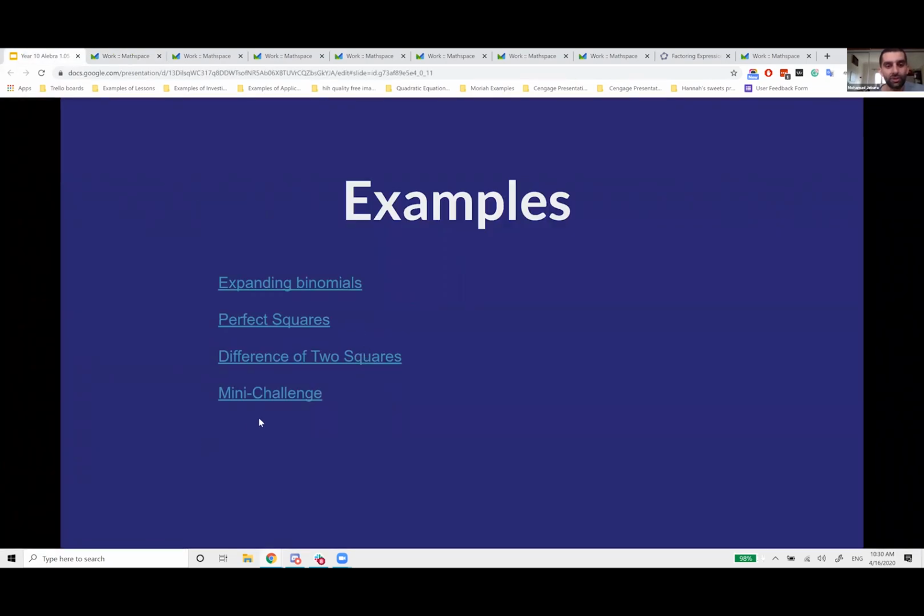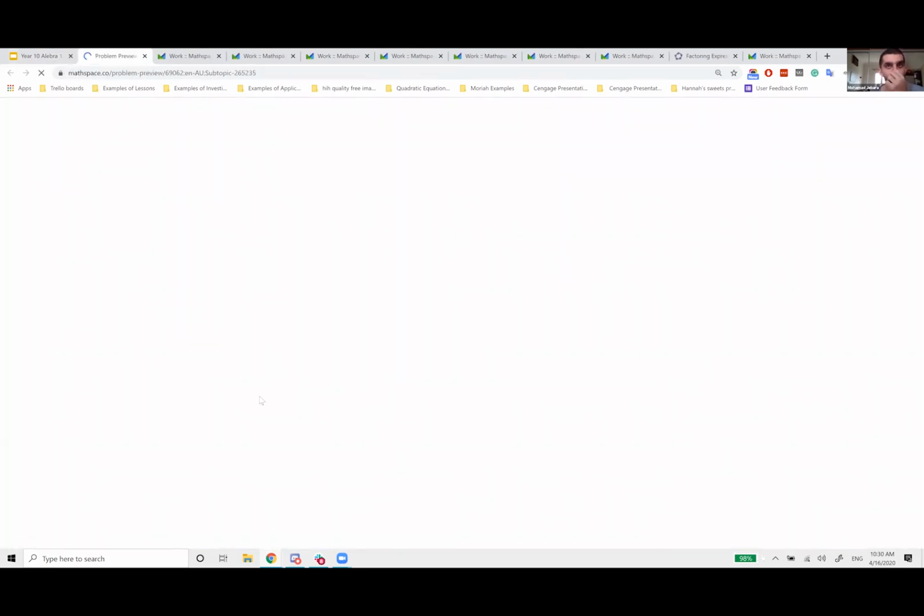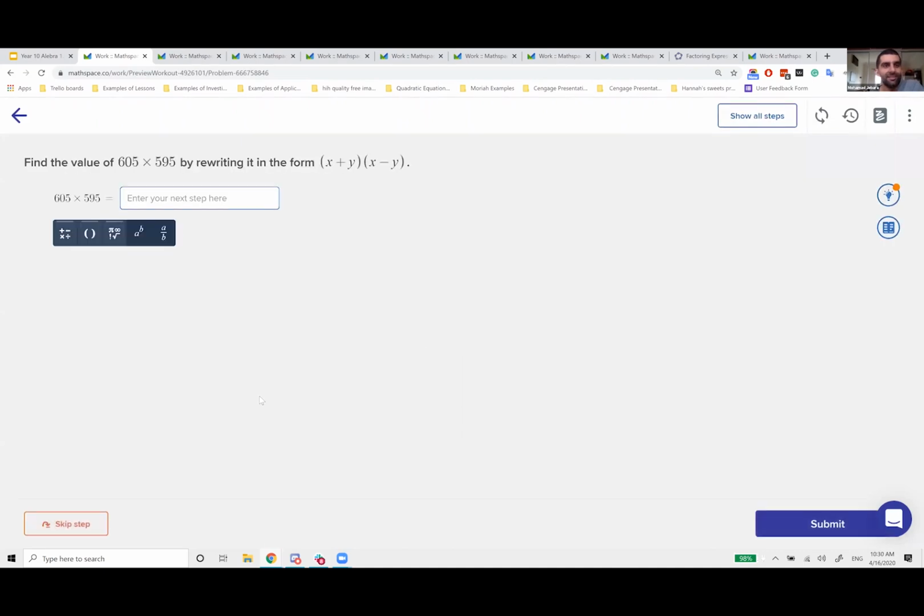Here's a little mini challenge for you. Find the value of 605 times 595 by rewriting it in the form x plus y, x minus y. I'm going to give you a few moments to think about this. Basically, I want you to work out this answer without a calculator. You could almost do it in your head if you know difference of 2 squares.